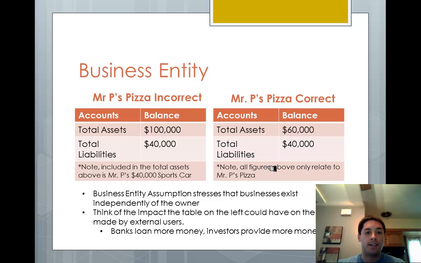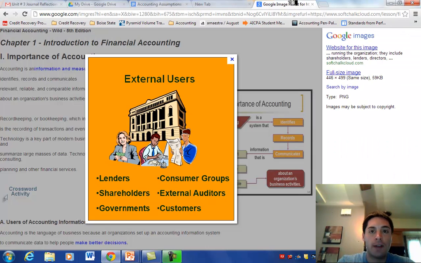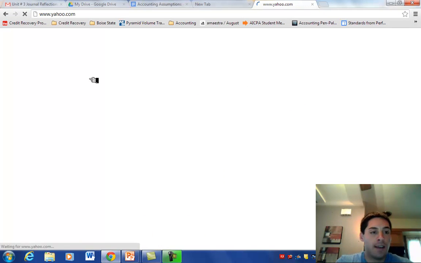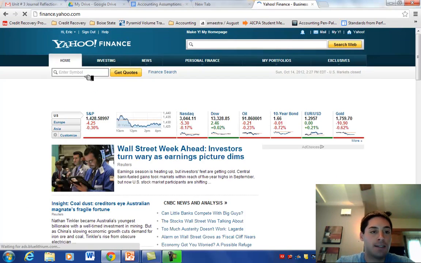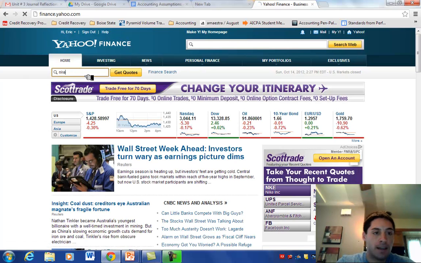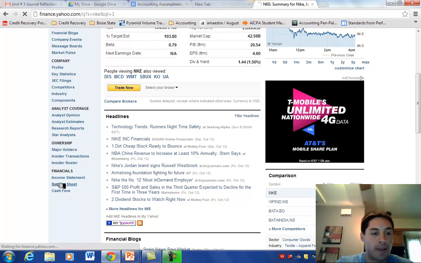So, under the business entity assumption, you could assume that when you view a company's financial figures, the figures listed only relate to the business. They have nothing to do with the personal financial transactions that the owners or employees of the owner have in their personal lives. Okay? So if we go to yahoo.com and we select finance, and we type in Nike's ticker symbol, which is NKE, and let's pull up one of Nike's financial statements. Let's go to their balance sheet.